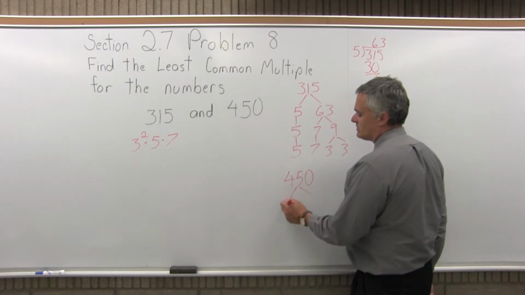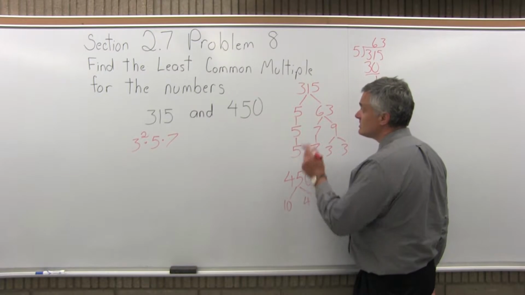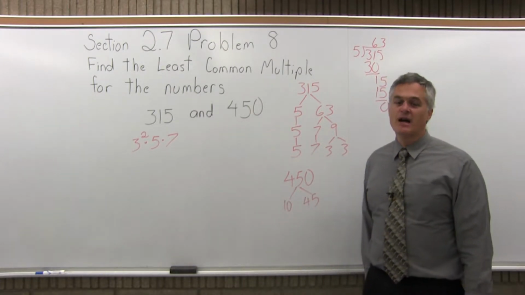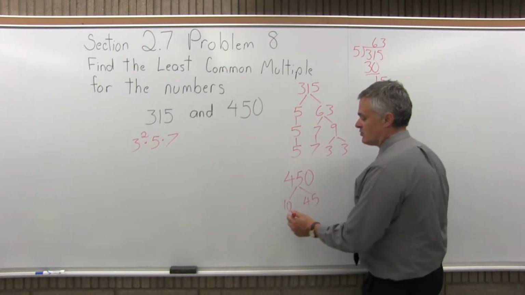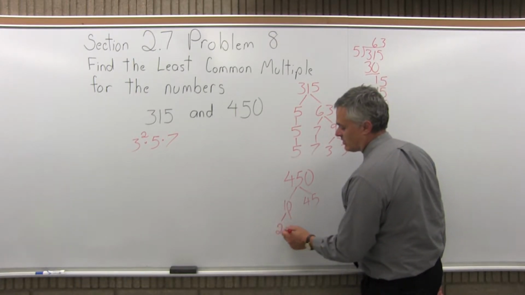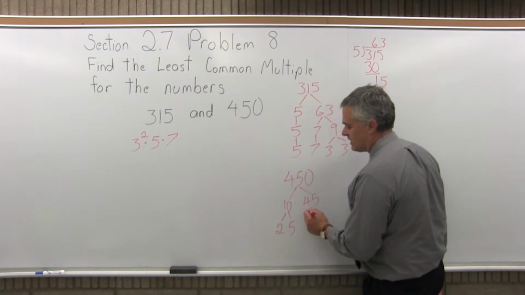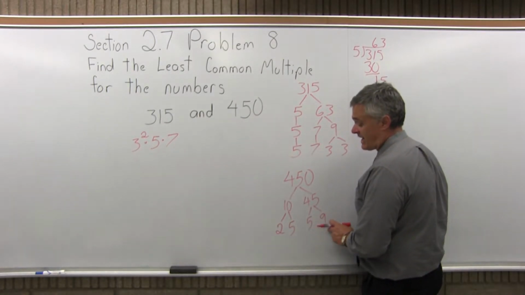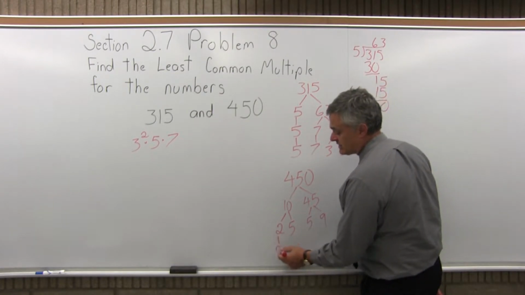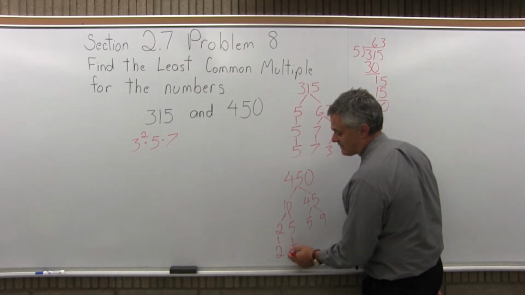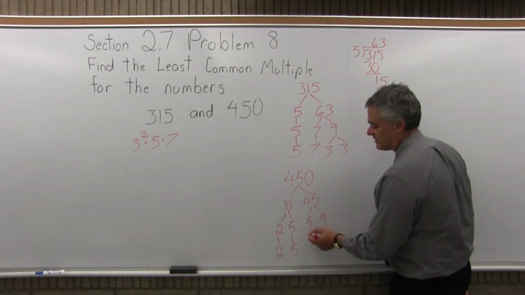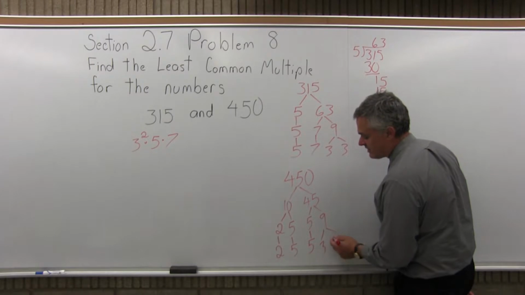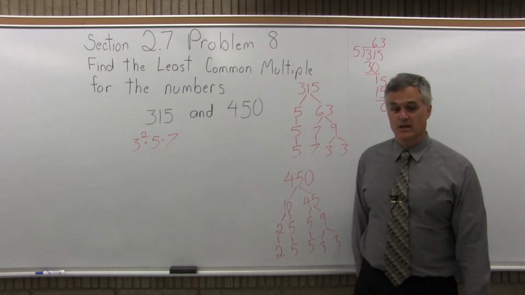Well, this one starts off easier than the 315 did, even though it's a bigger number. I can see right away 10 times 45, and then I can start breaking down each one of these. The 10 will still split down a little bit further into 2 times 5. The 45 will split into 5 times 9. And now the 9 will split again. So the 2 is done. It'll come straight down without splitting. The 5 is done. It'll come straight down without splitting. The next 5 is done. It'll come straight down without splitting. But the 9 on the end can split into 3 times 3.